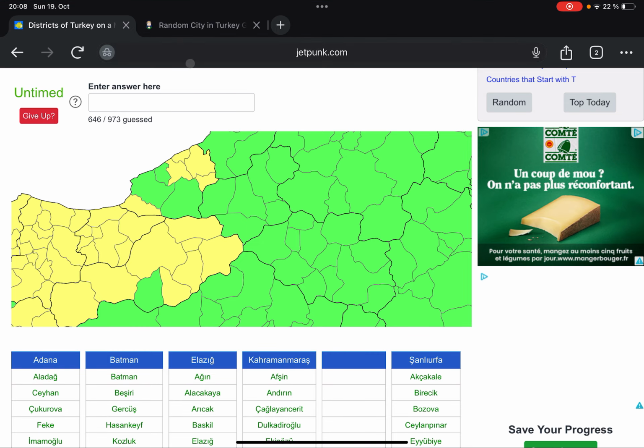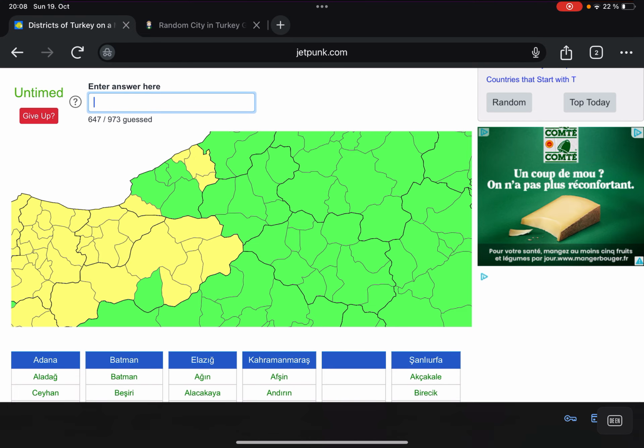Then the province capital is Zonguldak, Kilimli, Gökçebey. This should be Alaplı, and Çaycuma.